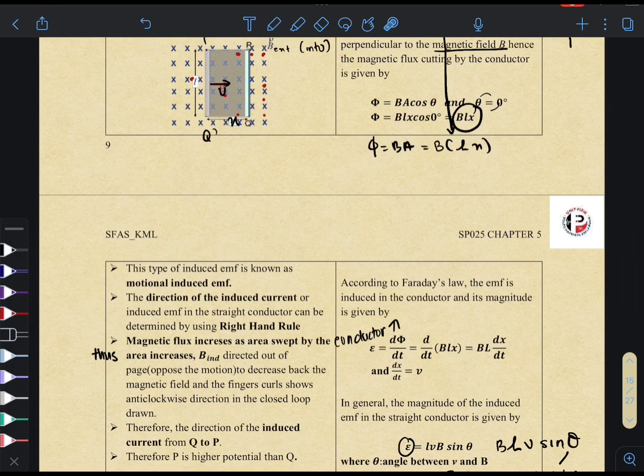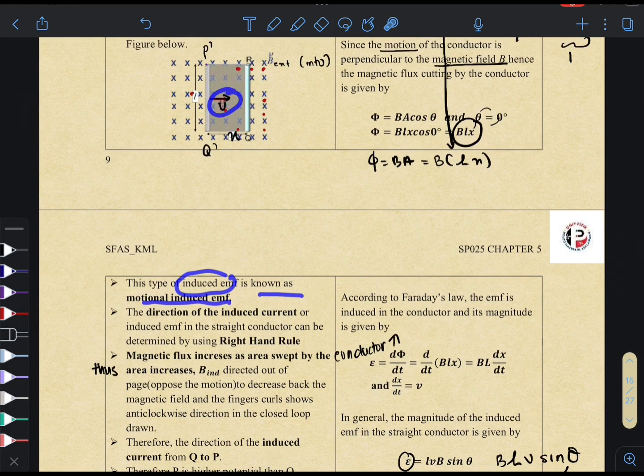So how we deduce it is, as you can see, this type of induced EMF is known as motional induced EMF. You must have motion in order to have area covered so that you can induce the EMF here. The direction of the induced current or induced EMF in the straight conductor can be determined using the right hand rule. So we will use the right hand rule to determine the direction of the EMF and also the current here.